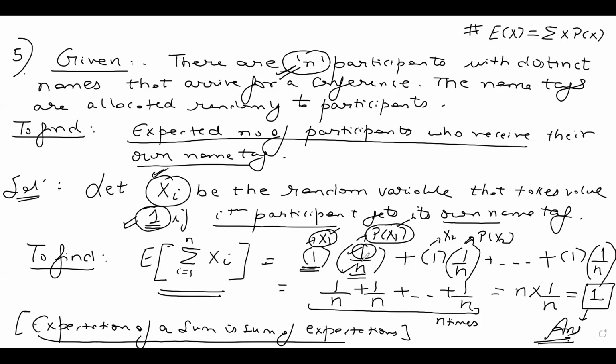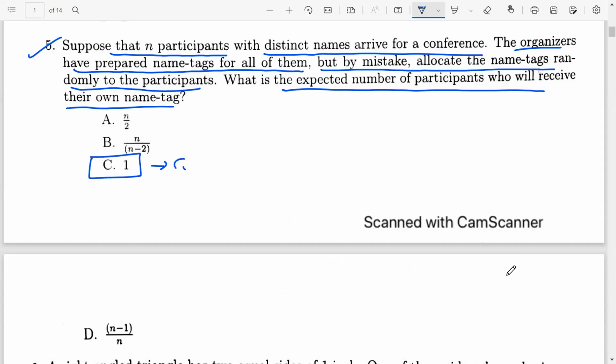Similarly, expected value of x2 will also be x2 into p of x2, which is again 1 into 1 by n, because all the xi's are independent and they are identically distributed. And similarly, xn will also take the value 1, and probability of xn will also be equal to 1 upon n. So 1 upon n is getting added n times. That means it's n into 1 upon n, which is equal to 1. This is the correct answer for this question. So I can come back to the question paper and we can mark the correct answer is option C.